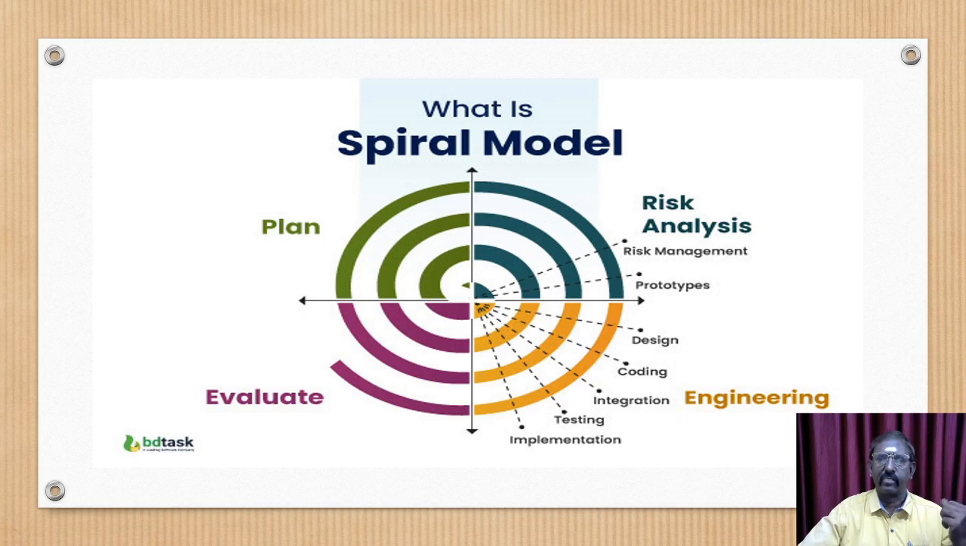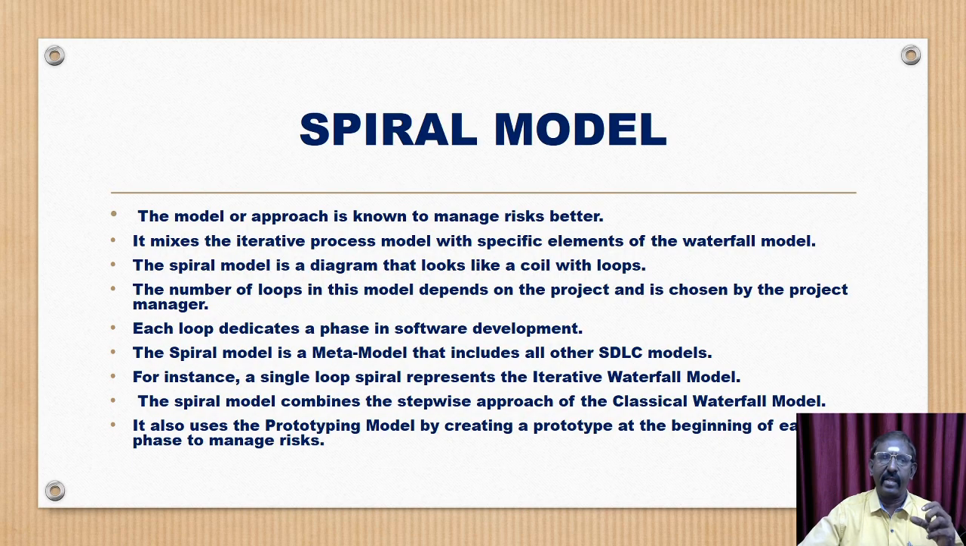And the next model is the spiral model. In this model, four different aspects are done: planning, risk analysis, engineering, and evaluation. At each stage, risk management is done, and prototype steps are carried out. At every loop, design is performed, coding is performed, integration is performed, testing is performed, and implementation is performed. So every loop encompasses all activities. It is a very useful model. It incorporates the classical waterfall model, sometimes the prototype model. Every loop incorporates whatever requisites are needed, and it is also called a meta model.